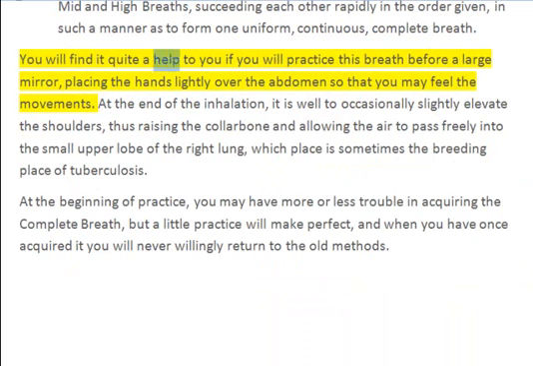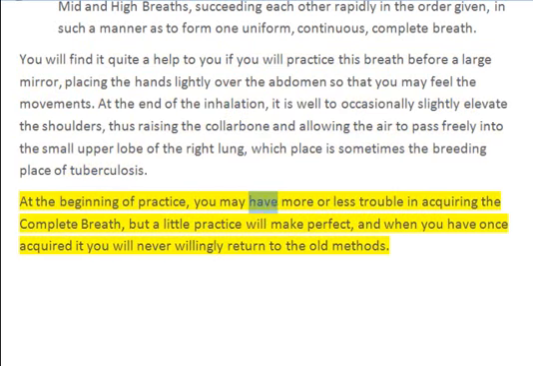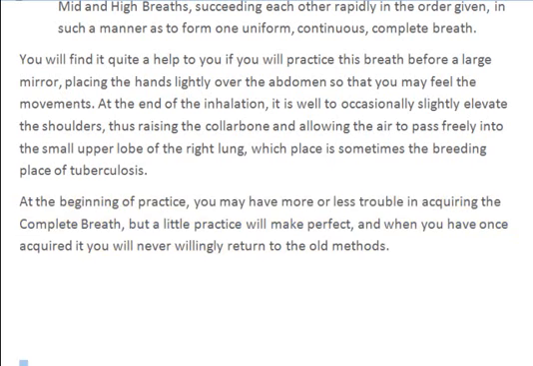You will find it quite a help if you practice this breath before a large mirror, placing the hands lightly over the abdomen so that you may feel the movements. At the end of the inhalation, it is well to occasionally slightly elevate the shoulders, thus raising the collarbone and allowing the air to pass freely into the small upper lobe of the right lung, which place is sometimes the breeding place of tuberculosis. At the beginning of practice, you may have more or less trouble in acquiring the complete breath, but a little practice will make perfect, and when you have once acquired it you will never willingly return to the old methods.